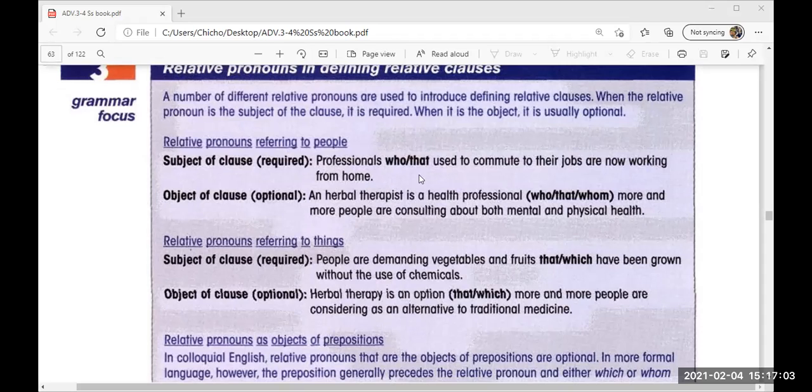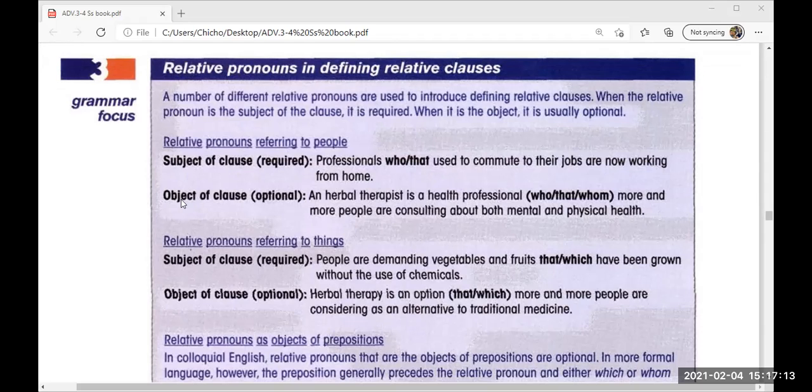In this sentence, who or that is the subject of a clause. So that's why the relative pronoun is required. We cannot erase it, okay? But in the next sentence it is the object of the clause, so it's optional. That's why it is between parentheses. When we have something between parentheses, it means that it is optional. We can use any of these relative pronouns or no.